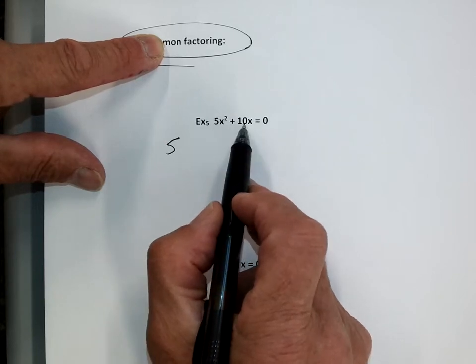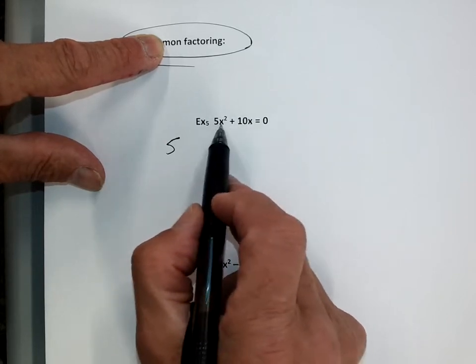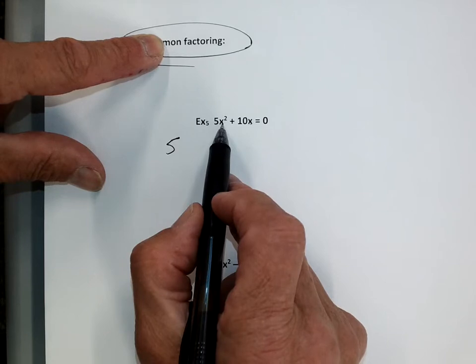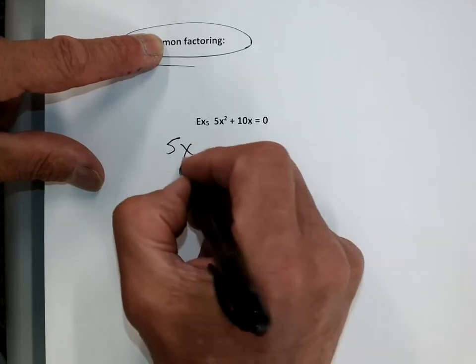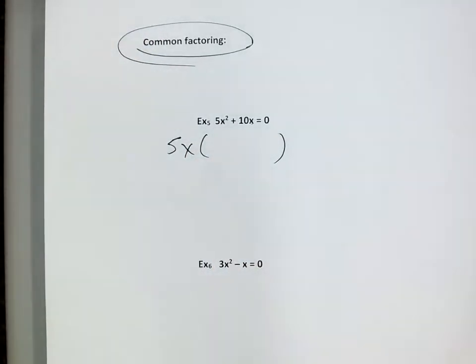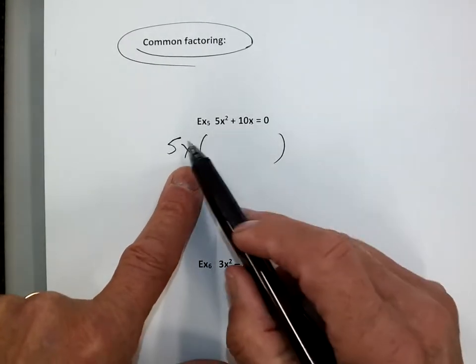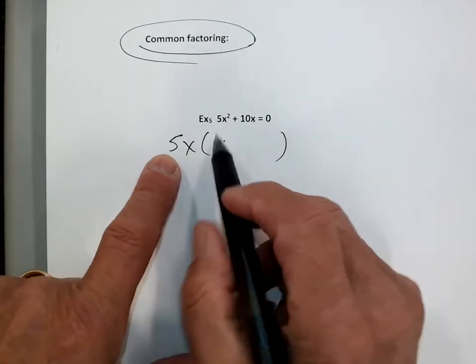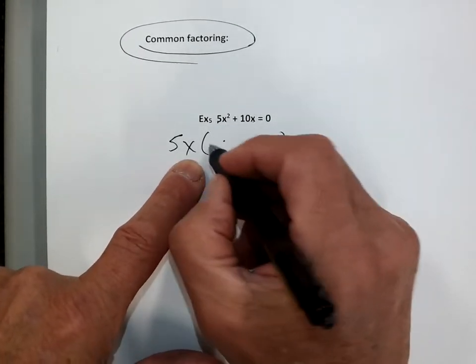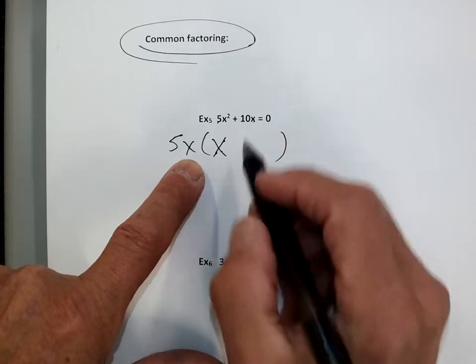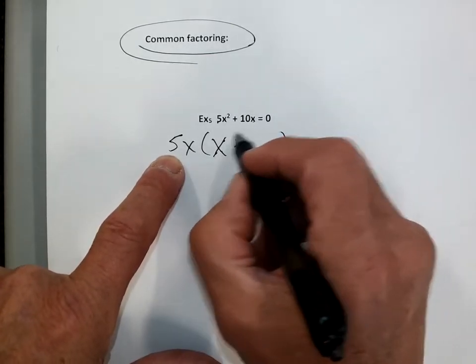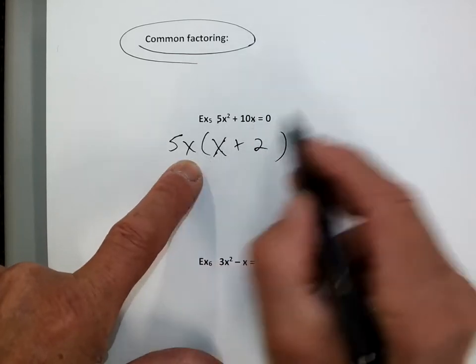Multiple of 5, multiple of 5. And they also both have at least an x in common. This has an x, that has an x squared, so they both have at least an x. So if I common factor out, it's like what times what makes 5x? So if I common factor out the 5 and the x, what's left is just an x. 5 goes into 10 2 times, but I took out the x.